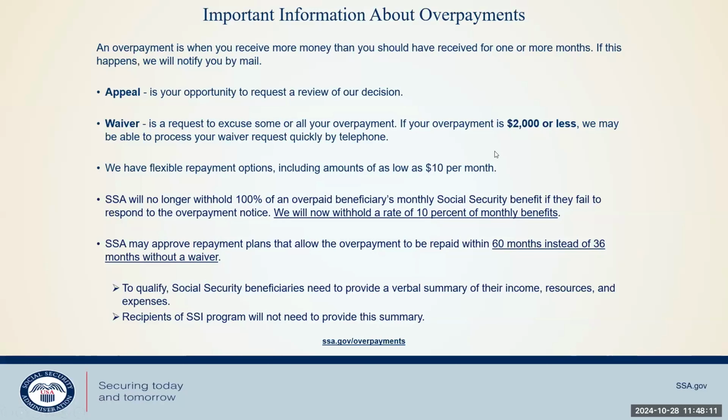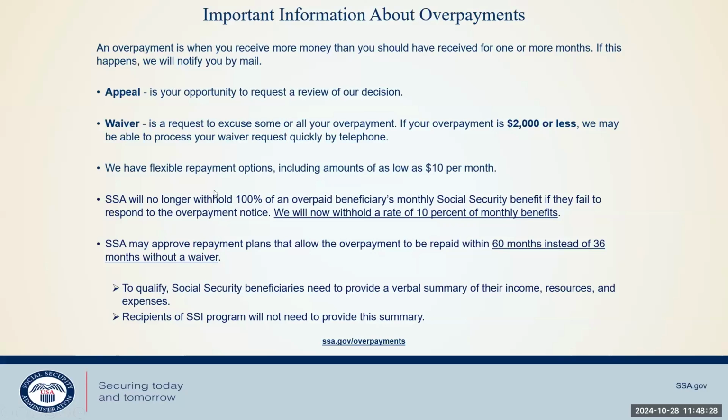If you meet the qualifications for an administrative tolerance waiver, we can apply it simply by a phone call, no paperwork necessary. Well, March of 2024, they expanded that tolerance waiver up to $2,000 or less now. So $2,000 or less, no fraud or fault involved. You can ask us to waive that.